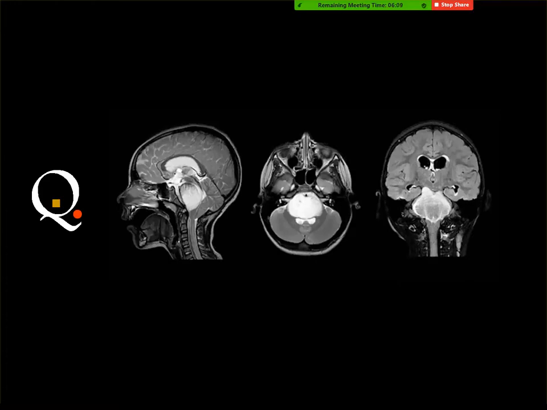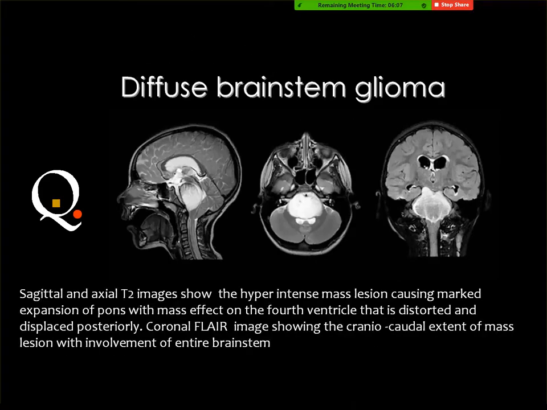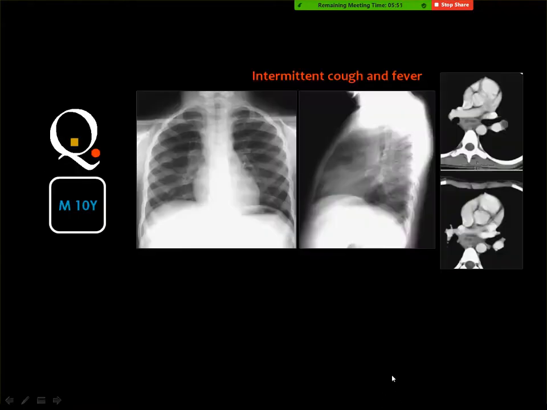Mid-periodic glioma. Yes, and this is brainstem glioma. You got flattening of the fourth ventricle, expansion of the pons, and exophytic extension of the tumor surrounding the basilar artery, which is one of the classic criteria of the glioma.